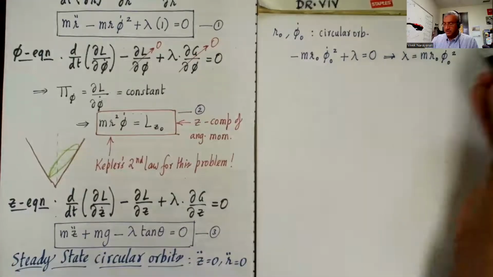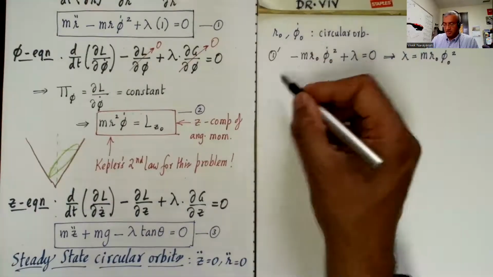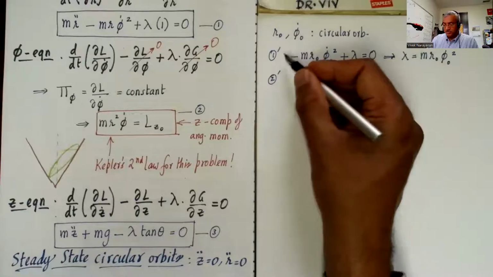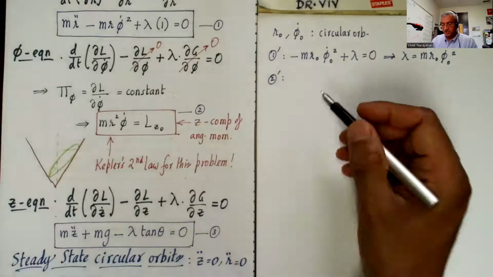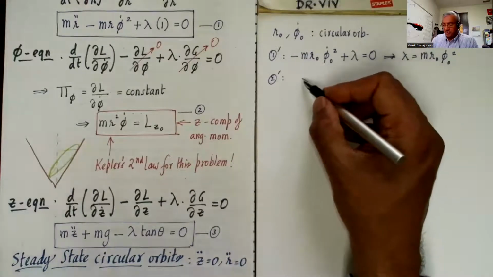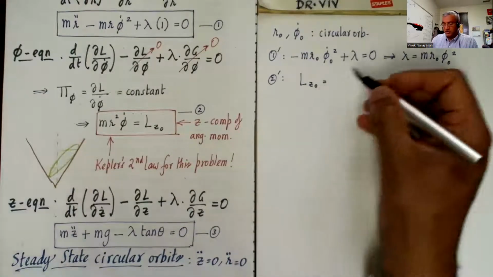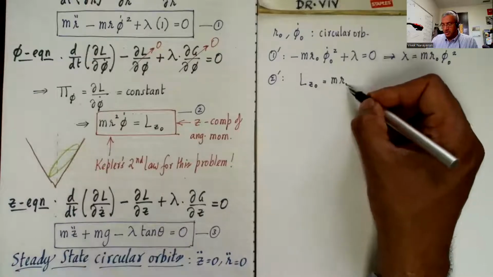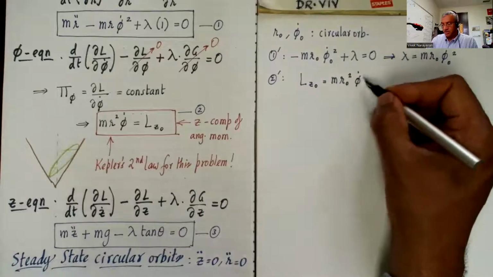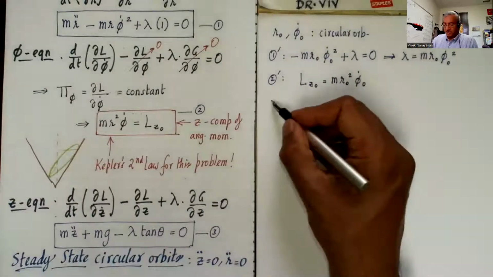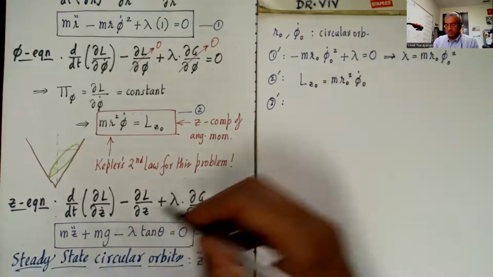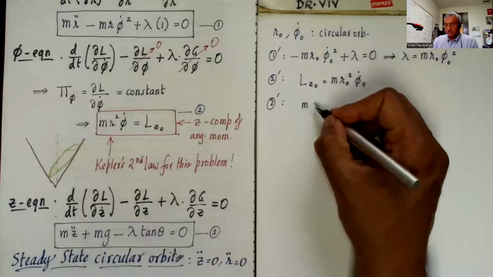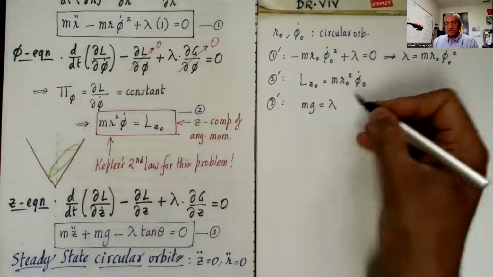So let me also look at, I'll call this 1 prime, 2 prime, because these are just the equations 1, 2, and 3 with the circular orbit condition put in. So now I get Lz naught equals m r naught squared phi dot naught, and 3 prime, the z equation, becomes mg equals lambda tan theta.